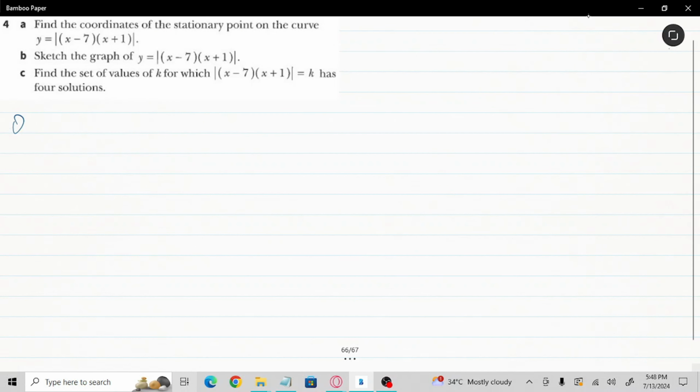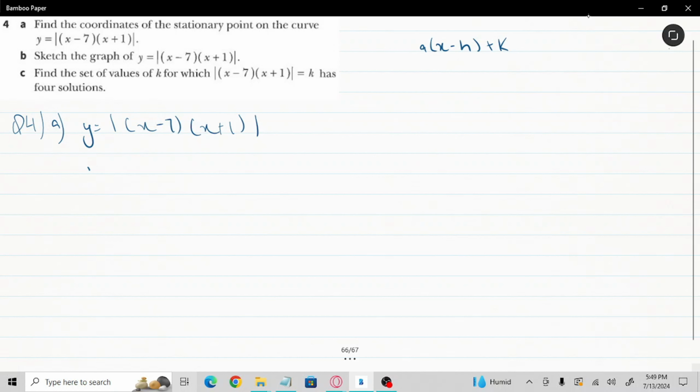Okay, for question 4, it's a different type of question from what we have done till now. We have been given (x minus 7)(x plus 1) in a modulus, and we have to find the stationary point of it on the curve. So first of all, we're going to make this into a quadratic equation, and they have asked us the stationary point. If you have seen the lectures carefully, you would have noticed we have found the stationary point from the form a(x minus h) squared plus k throughout this chapter 2. So we can also find the stationary point by this method.